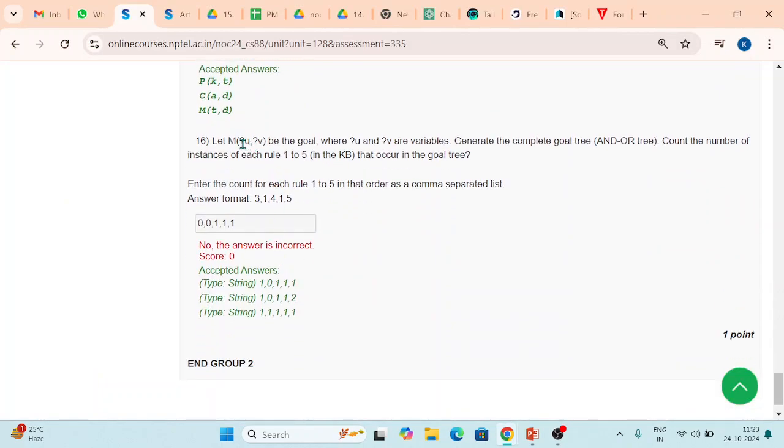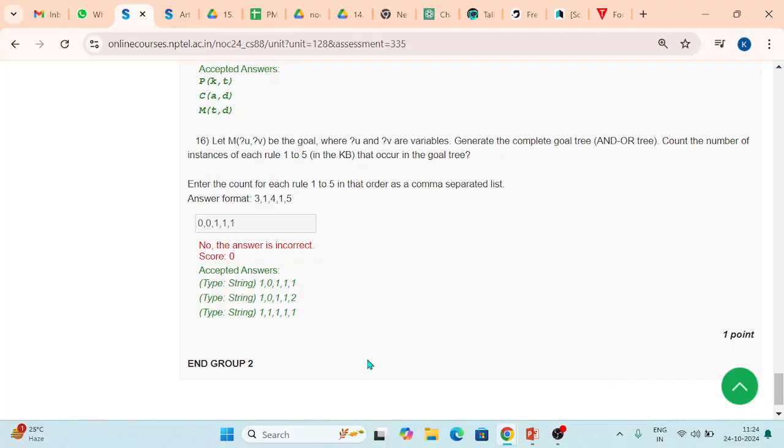Next, let M of UV be the goal, where U and V are the variables. Generate the complete goal tree. Count the number of instances of each rule 1 and 5 that occur in the goal tree. Here so many options are given. Whenever we're using the goal tree, they didn't mention whether it is true or false. That's why you got so many options here.